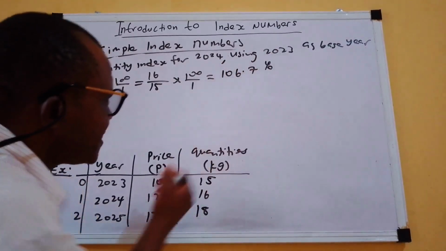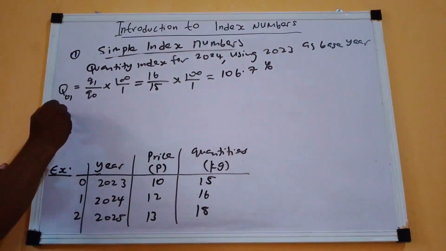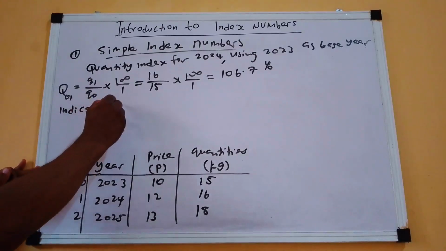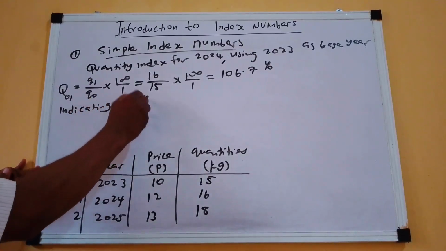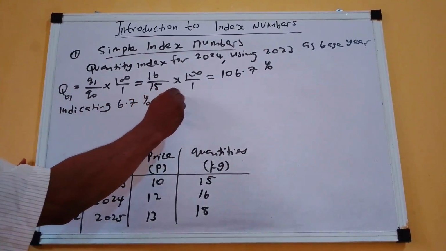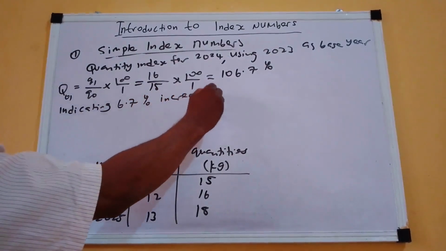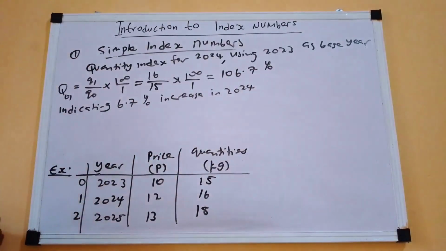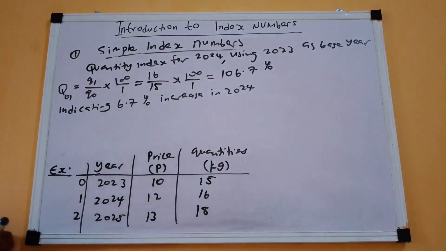106.7%. What does this mean? This indicates a 6.7% increase in 2024. It's as simple as that. In quantity now, that is what it means. So there's a 6.7% increase.